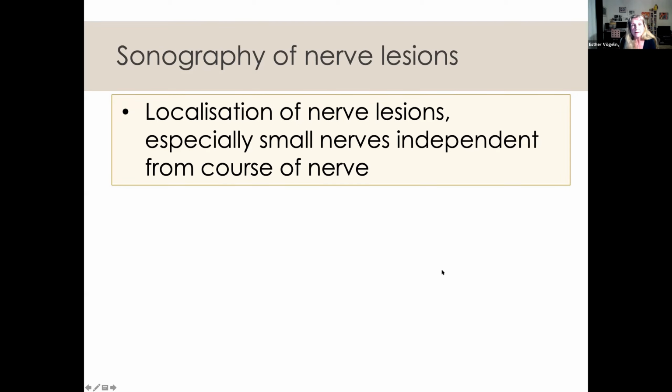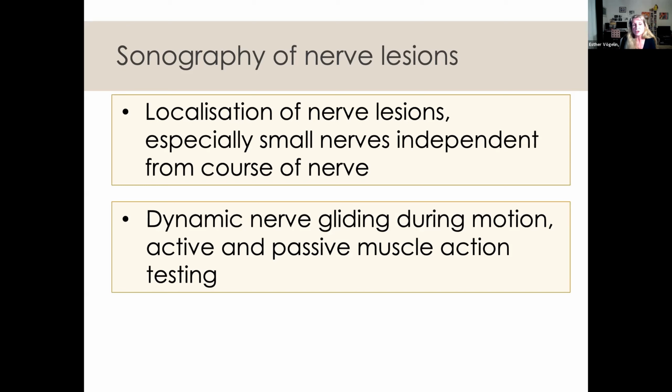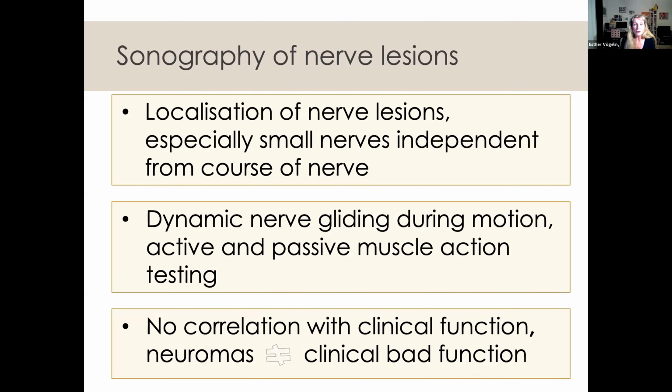So in summary, we can localize nerve lesions, especially very small nerves, and we are independent from the course of the nerve with the sonography. We can also check the dynamic nerve gliding, as I tried to show you during active and passive motion. And we need to know that there is very often no correlation of our morphologic changes with the clinical function. It's very important to check that together. Not each neuroma must have a clinical bad function, as I have shown you. Sometimes it really correlates very well, but sometimes not.